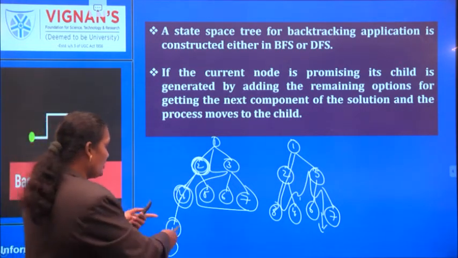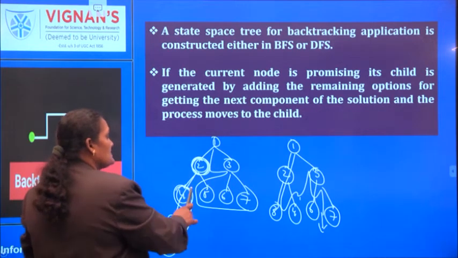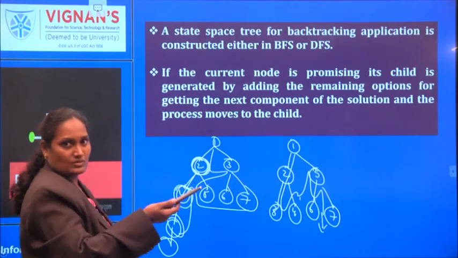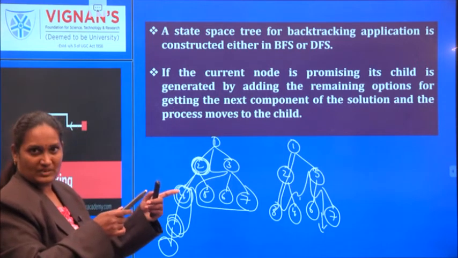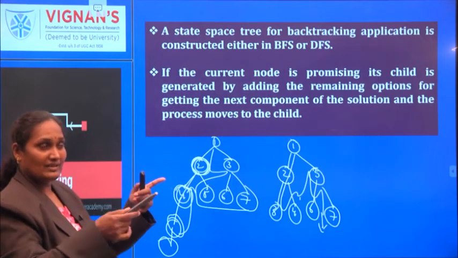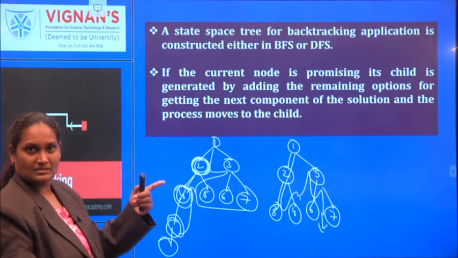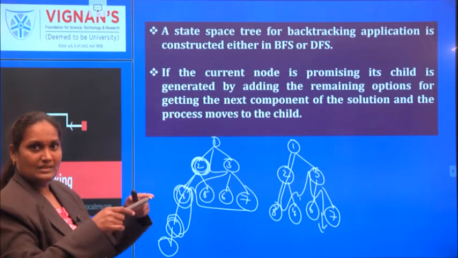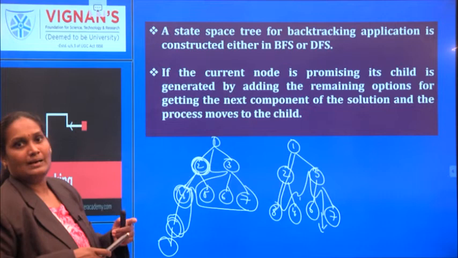So if any non-promising node occurs, the process backtracks to the previous node. From there, if you find any alternative path, we continue on that path. If we do not find any alternative path, again we go one more level for backtracking.